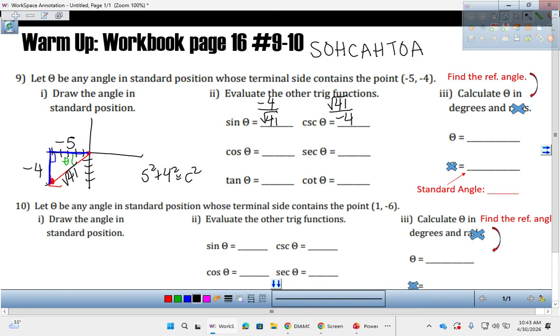And then I'm going to have to rationalize the one with the root on the bottom. I don't have a lot of space, but I'm going to multiply by √41 over √41. So I'll get -4√41 over 41 as my final sine. Can't have the root in the bottom.